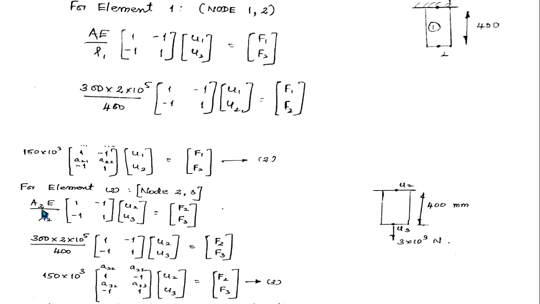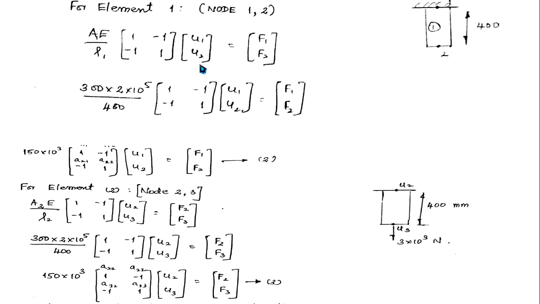You have A2 E over L2, but A1 and A2 are equal, because the cross section of the bar is the same throughout the element. So this will again be 300. Young's modulus, since it is the same material, is again 2 into 10 power 5. The length is also equal, since we have divided it equally, so it is 400. So this equation will be more or less the same.